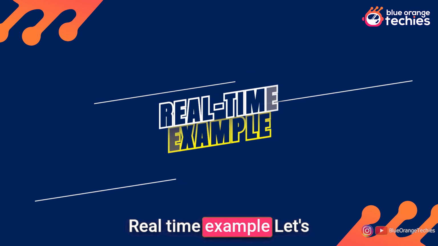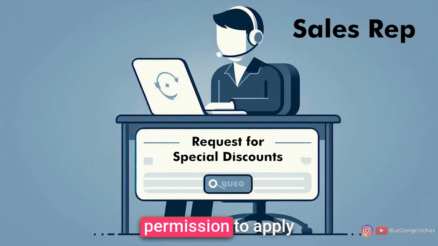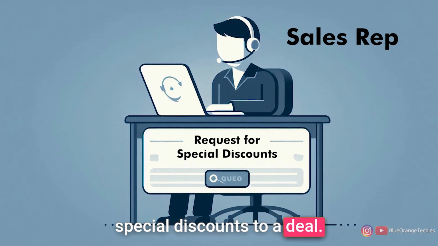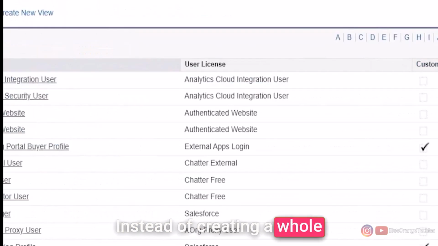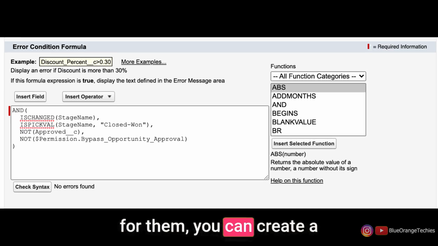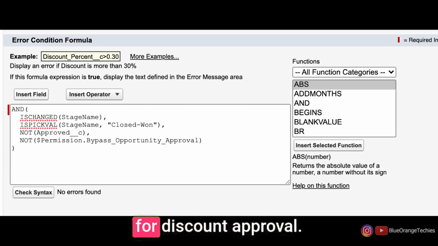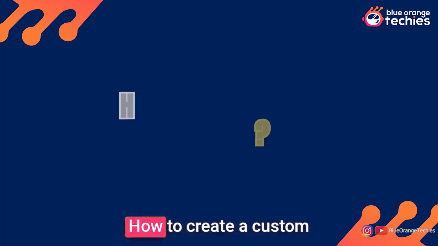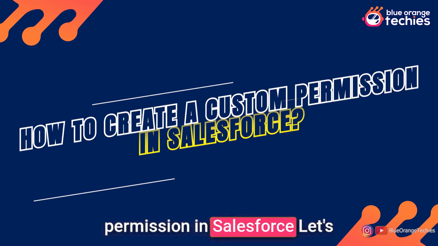Real-time example. Let's say a sales rep needs permission to apply special discounts to a deal. Instead of creating a whole new profile or permission set for them, you can create a custom permission specifically for discount approval.